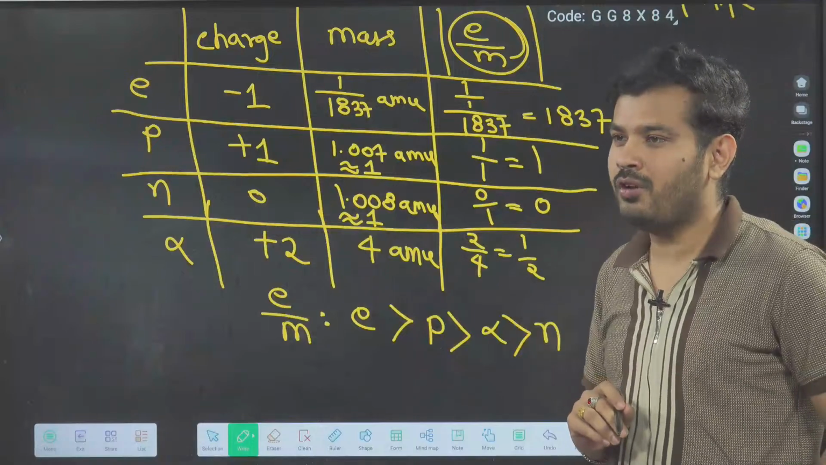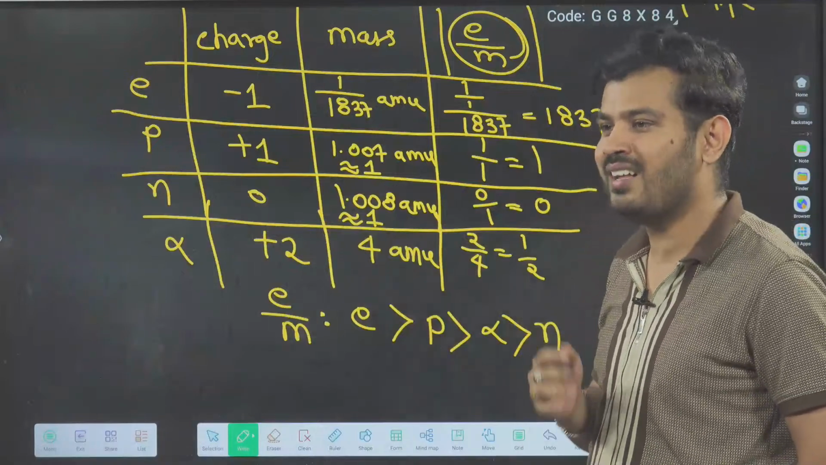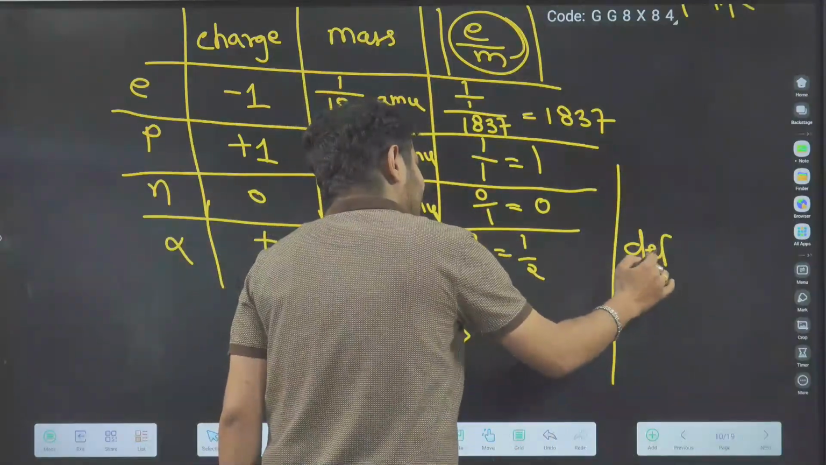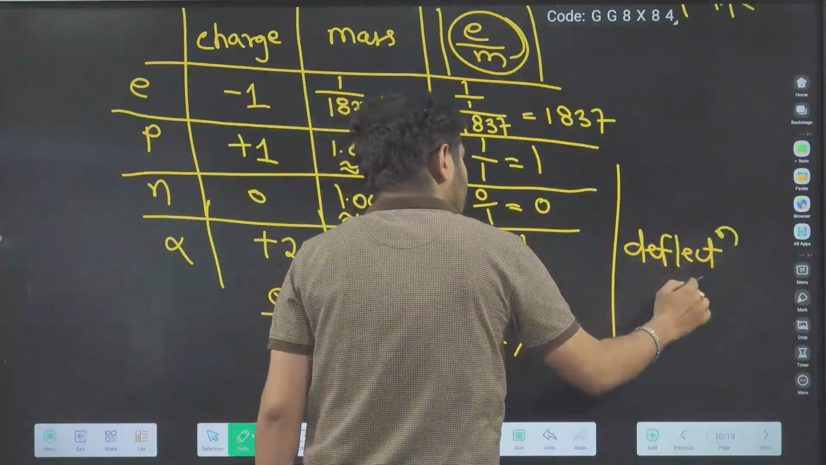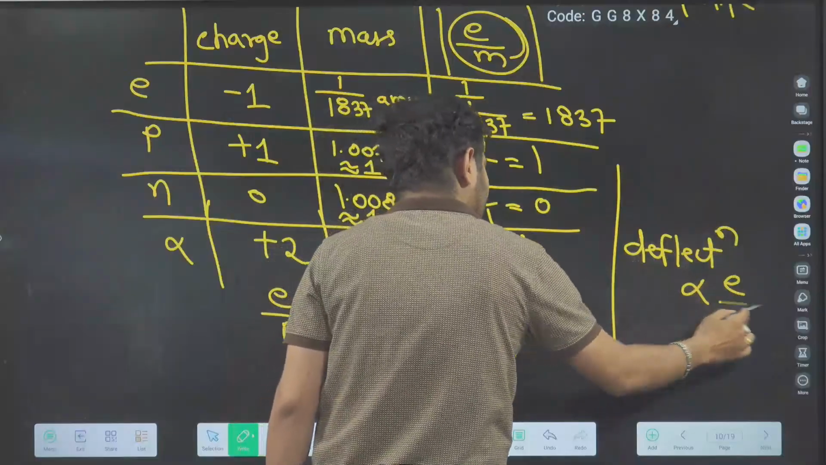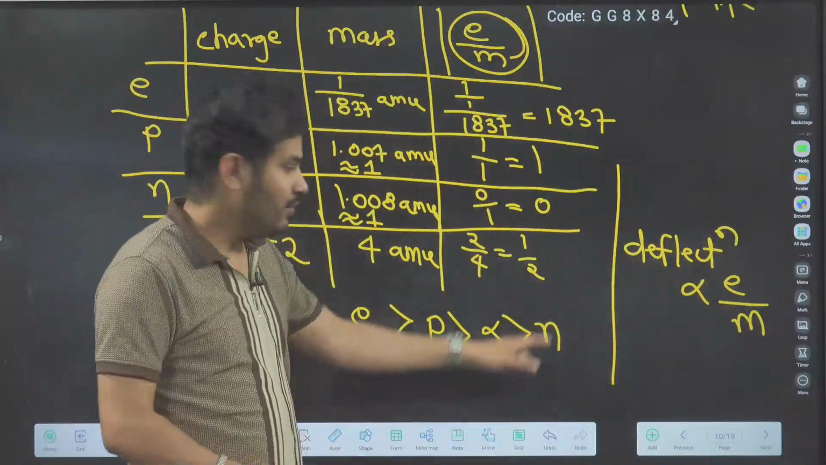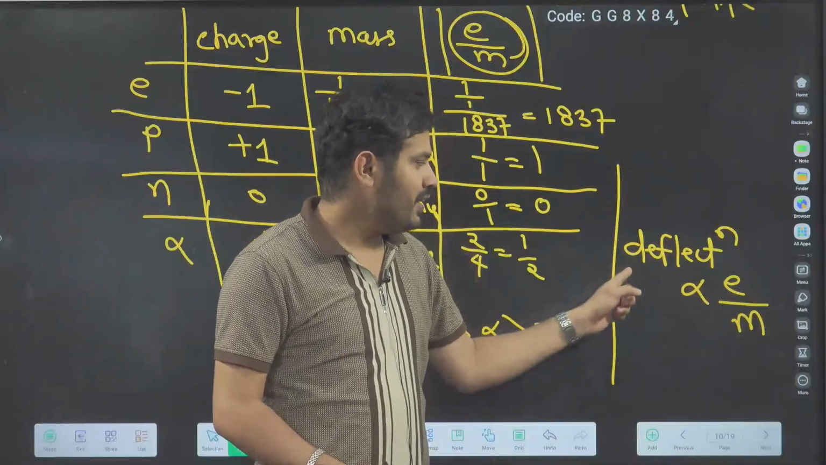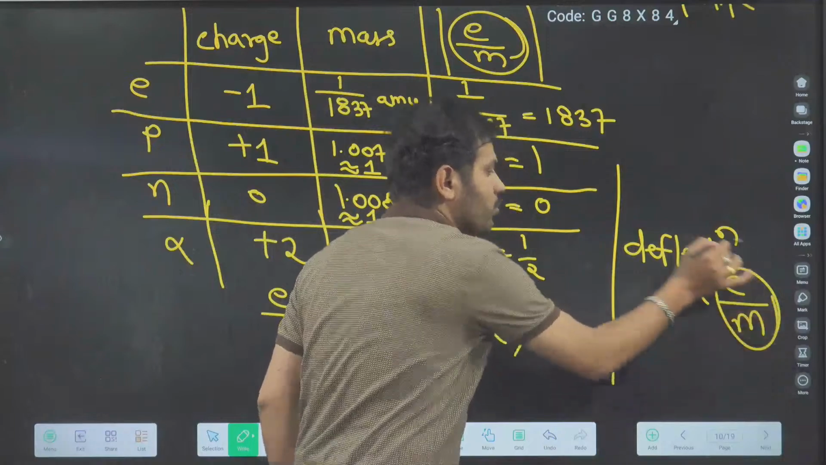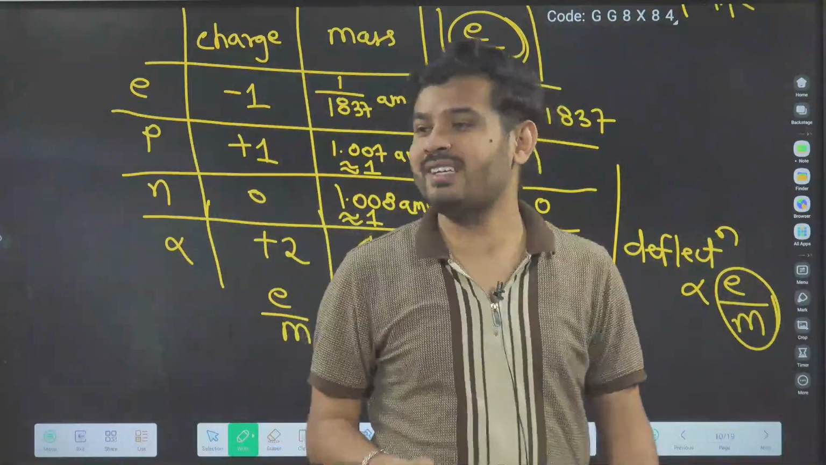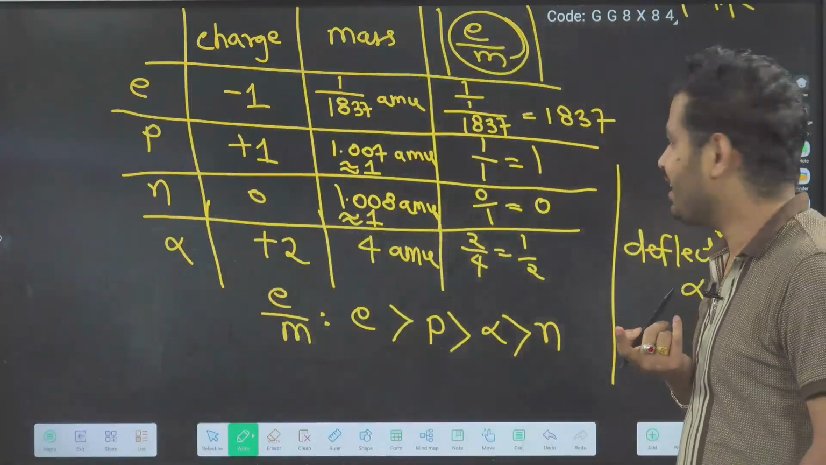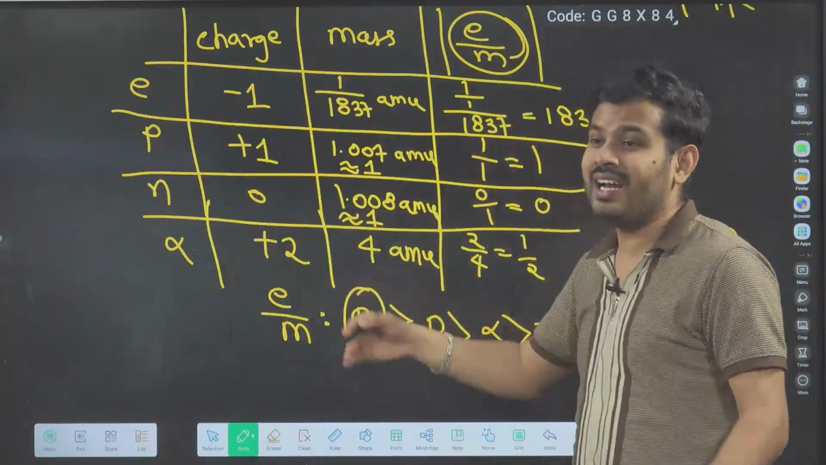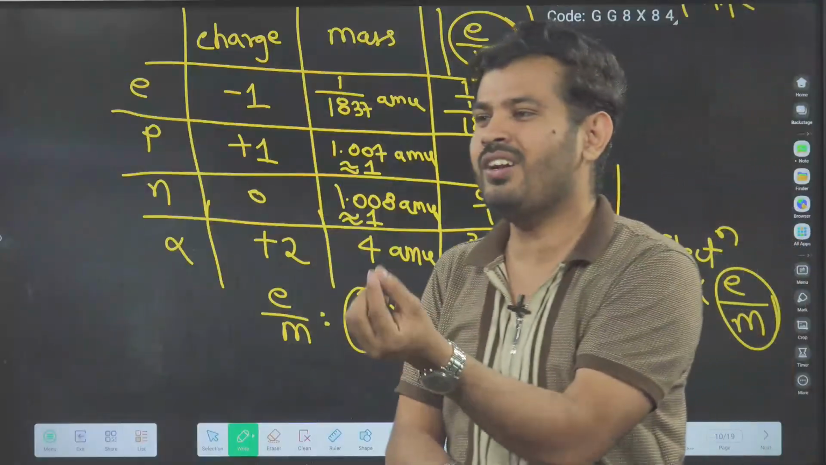Some people are saying proton, very few, but the maximum are telling electron, and the answer is electron only. I told you that deflection is directly proportional to the charge on the particle and inversely proportional to the mass of the particle. That means deflection is directly proportional to the E by m value. The more the E by m value, the more the deflection. So out of this order, electron has the maximum E by m value, so the electron will get deflected more because it is a very lightweight particle.